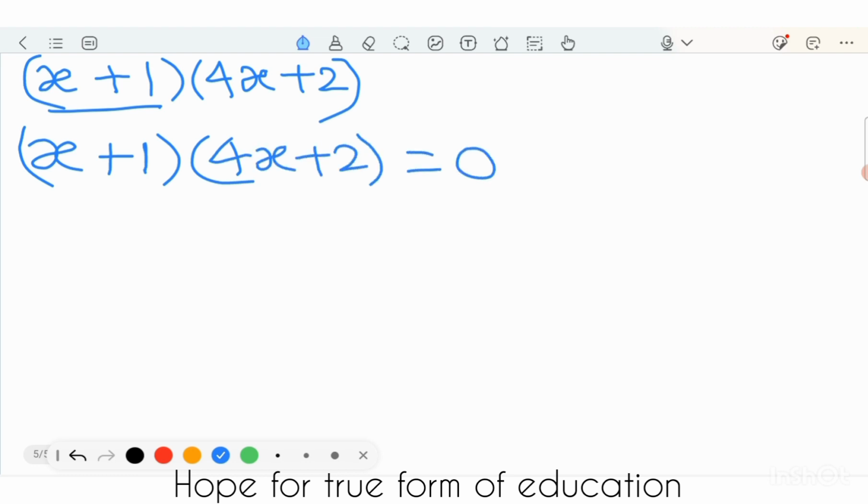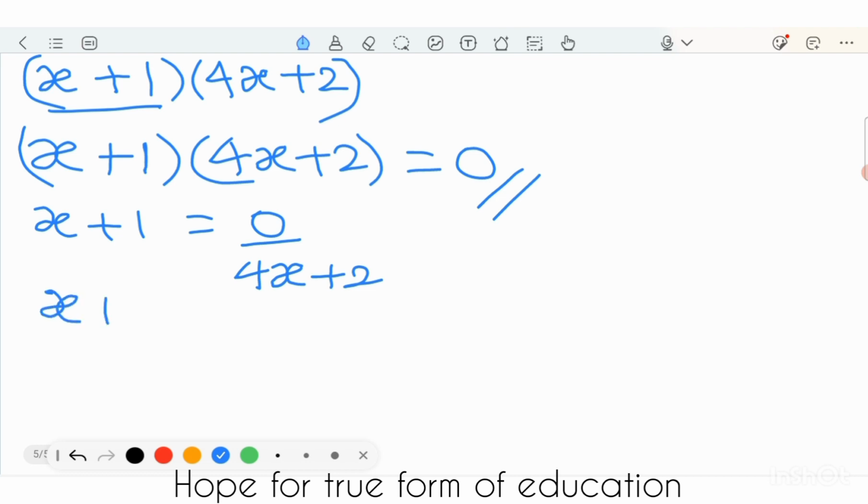If you get a doubt how it is equal to 0, it is already directly mentioned in the general formula itself. Okay, ax square plus bx plus c is equal to 0, right? Then x plus 1 is equal to 0 by 4x plus 2. Need not explain you how we send 4x plus 2 to RHS. Okay, x plus 1 is equal to 0. So x is equal to minus 1, right?